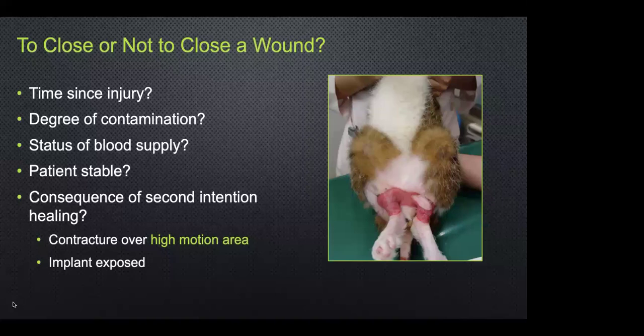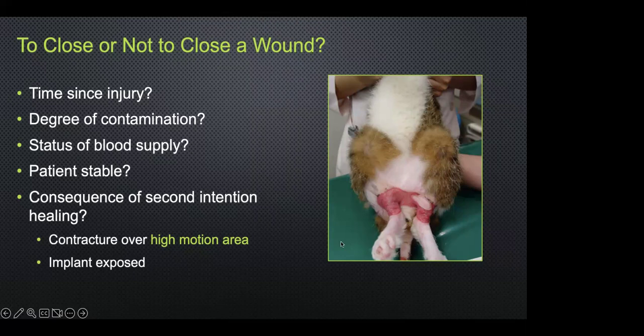And then there are some consequences of second intention healing. This is an example of contracture where the kitty was no longer able to really use these back legs. There were open wounds between the stifle and hocks, and that extended into the caudal abdomen. Because this was allowed to heal by second intention, all that contracture happened, and it reduced function and mobility of those limbs.